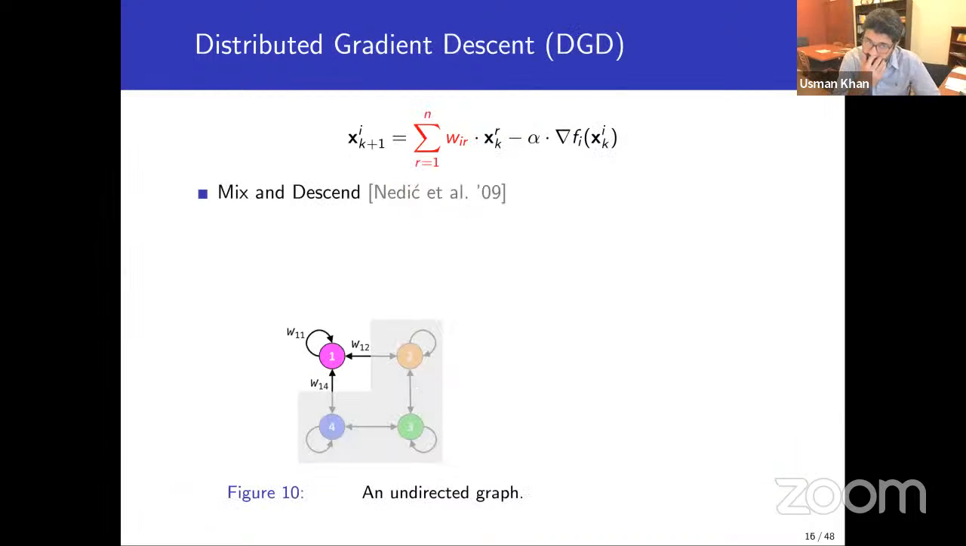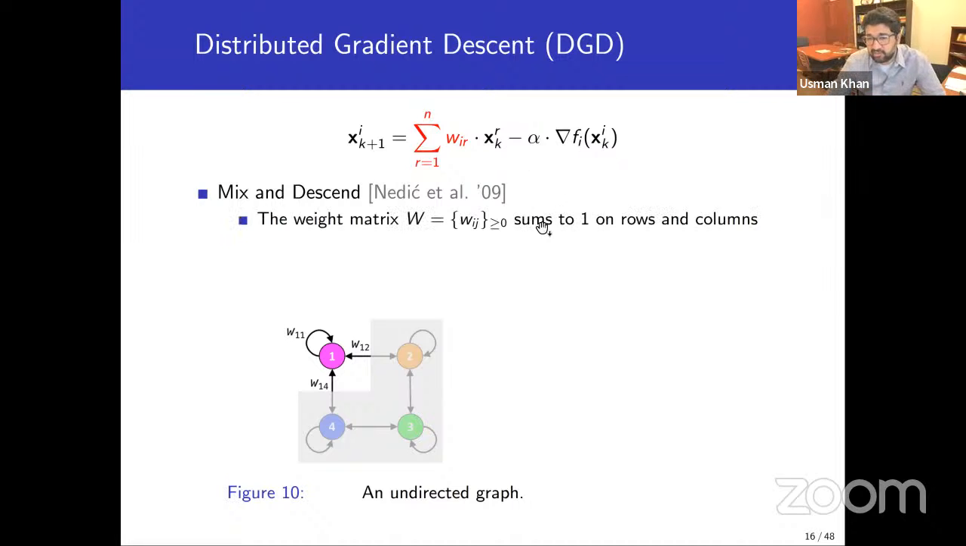A very well-known algorithm to solve this distributed optimization problem is mix and descent. We call it distributed gradient descent. If you ignore the red part of the equation here, you can see that this is just gradient descent implemented on local data, local gradient descent. But what this algorithm does is, node 1 here will ask the nodes that it's connected to, 2 and 4, for their models, their classifiers. It will take some linear combination of those classifiers and then take a step in the direction of the local gradient. So it mixes first and then takes the step.